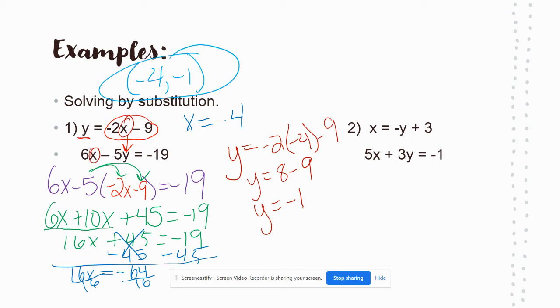You can always double check that the solution is correct by plugging in both the negative 4 for x in each equation and the negative 1 for y in each equation, and make sure that they work out both to being true.